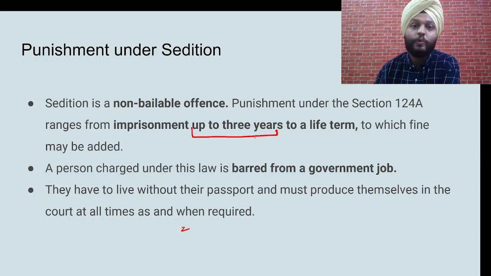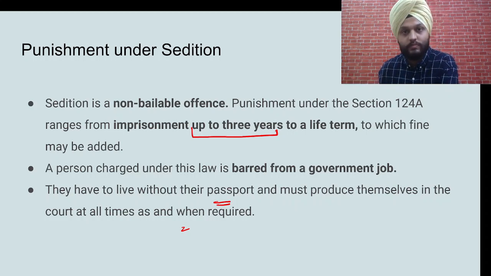Also, a person charged with sedition could be barred from a government job, and his passport may be taken away. And he may have to be presented before the court as and when required.